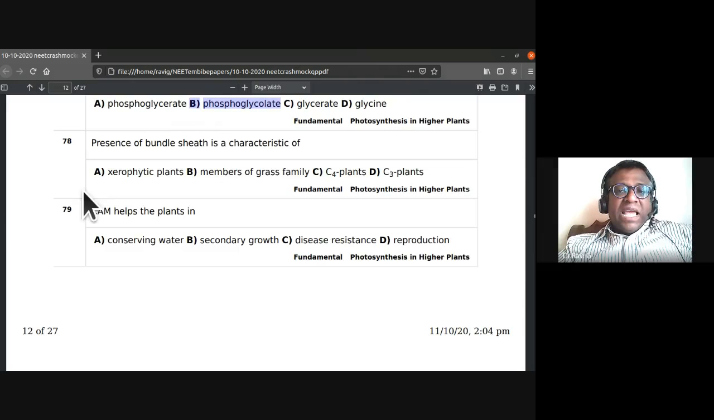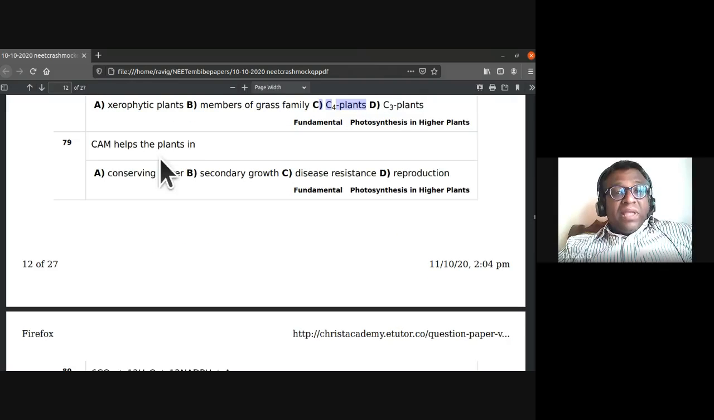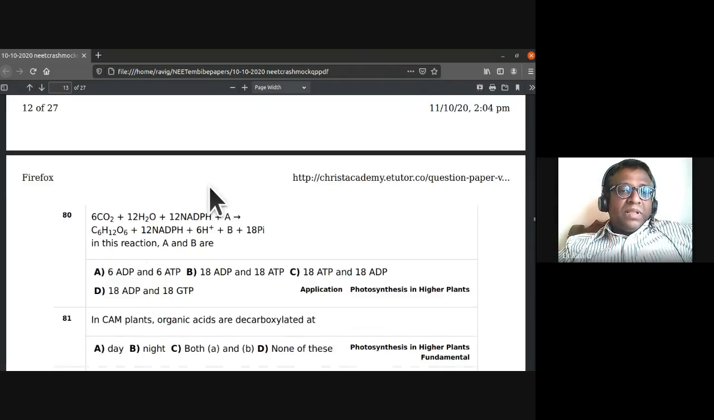Presence of bundle sheath is characteristic of C4 plants. You find that in C4 plants. CAM helps the plants in conserving water, secondary growth, disease resistant reproduction. It helps in conserving water. Crassulacean acid metabolic pathway helps the plant in conserving water.